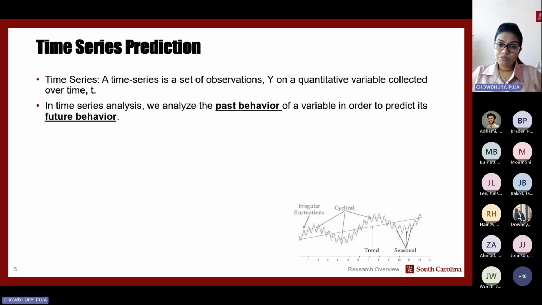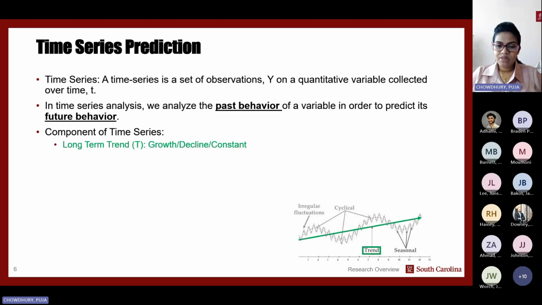Now let's talk about time series prediction, which is also an important part of this dissertation. A time series is a set of observations. If we consider y a quantitative variable collected over time t, that is the time series. In time series analysis, we analyze the past behavior of a variable in order to predict its future behavior. There are some components of a time series. If we see the picture, the first component is the trend, which is a long-term trend. It could be growth, decline, or constant. Here it's a growth.